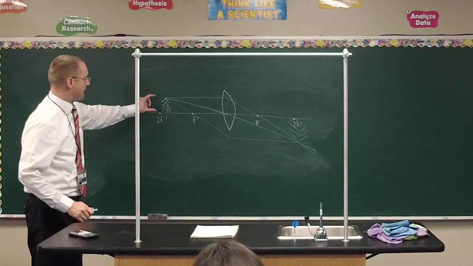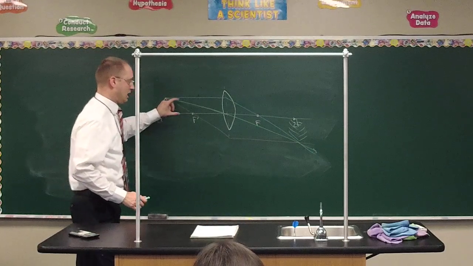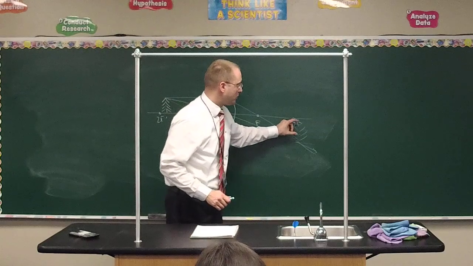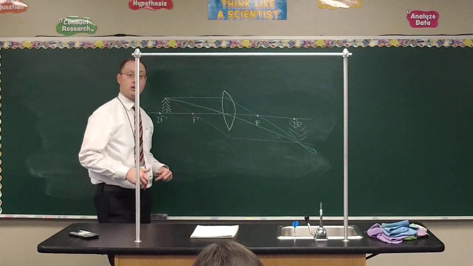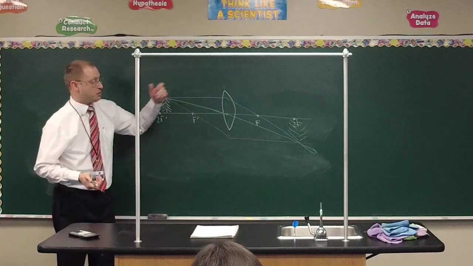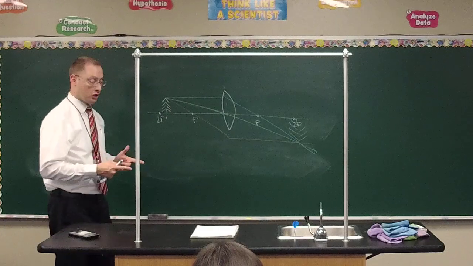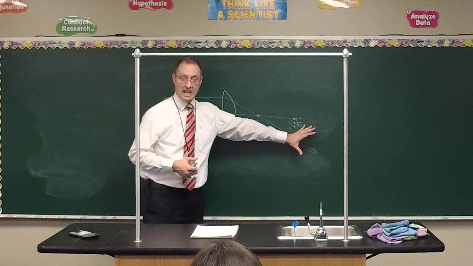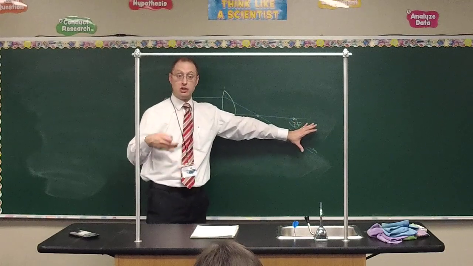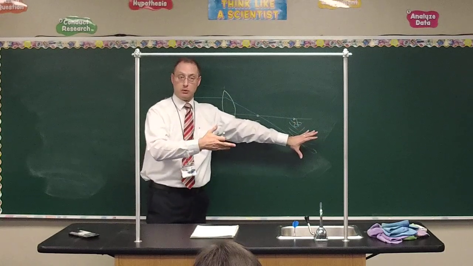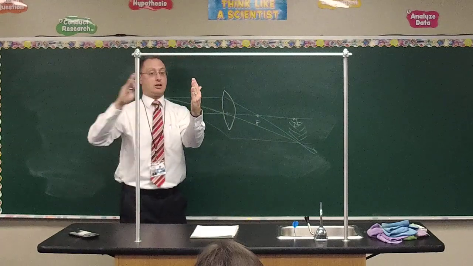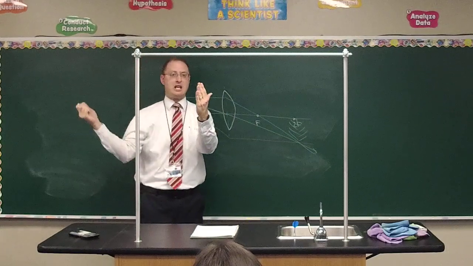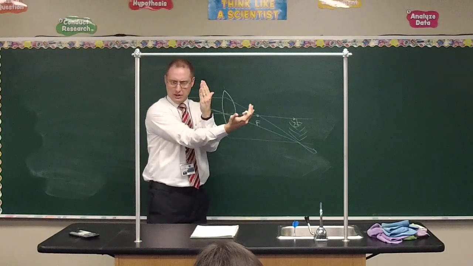Now notice if we compare this original object with this image, we notice the image appears to be larger. We also notice the image appears to be inverted. And finally, because the image actually goes through the lens, which is what light should do, it appears to be real. Remember, for a mirror, light should reflect off. So if it does, it's real. If it seems to be behind the mirror, that's virtual.